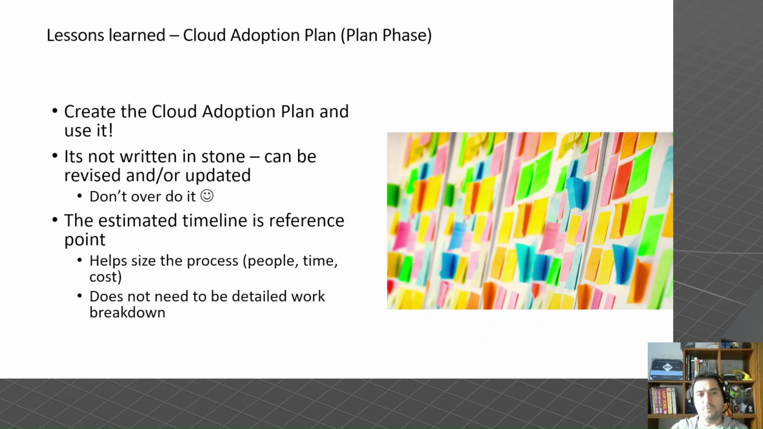The estimated timeline is a good reference to size the process: people, time, cost, all the materials related to the project. It's not necessarily a detailed work breakdown. So I don't know, task 1, milestone 1, there are 7 tasks inside and each task, and things like that. Again, use the 4-hour block. It might help. It will give you some rough assessment, right?